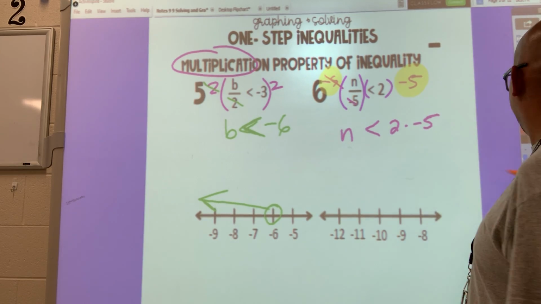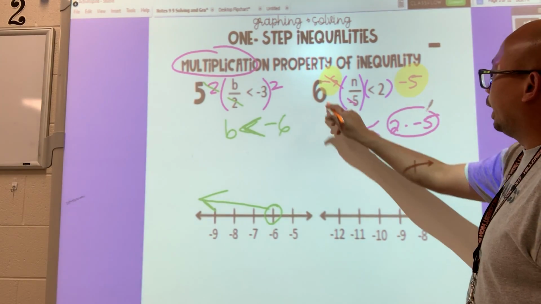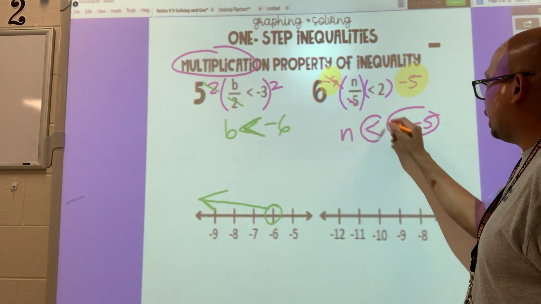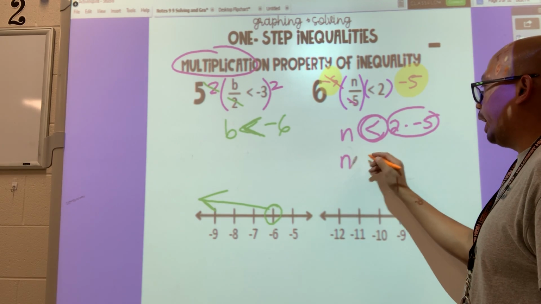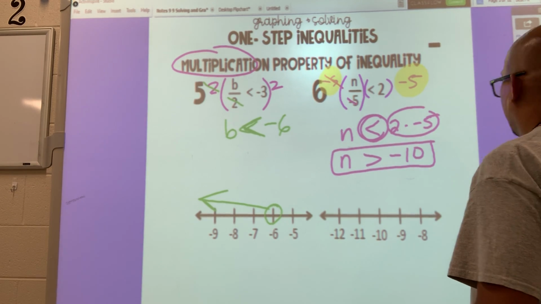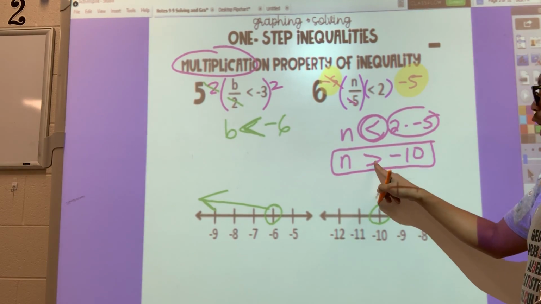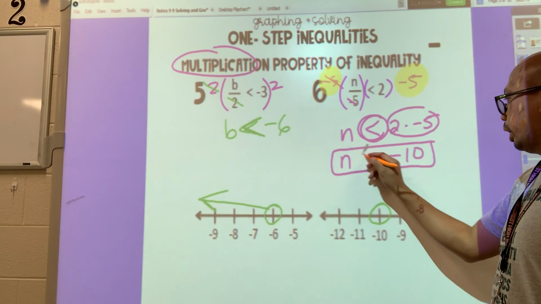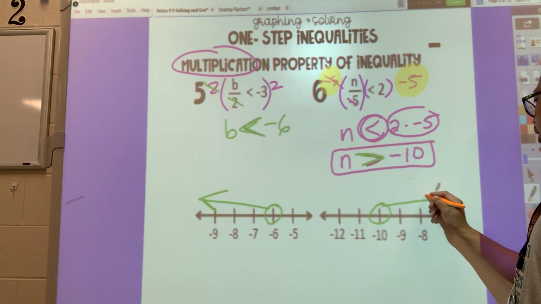Since you multiplied by a negative number, on both sides, this inequality will flip over. So n greater than negative 10. Negative 10 is right here. Open or closed? It's open. Where are you pointing? To the right.